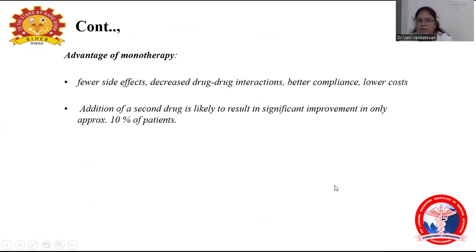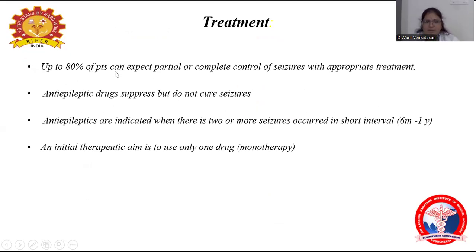Coming to the treatment, these are important points to be remembered. Up to 80% of seizures are controlled with appropriate treatment. Anti-epileptic drugs suppress but do not cure seizures. So basically, we cannot completely cure the seizure. We can keep the seizure in a suppressed state.